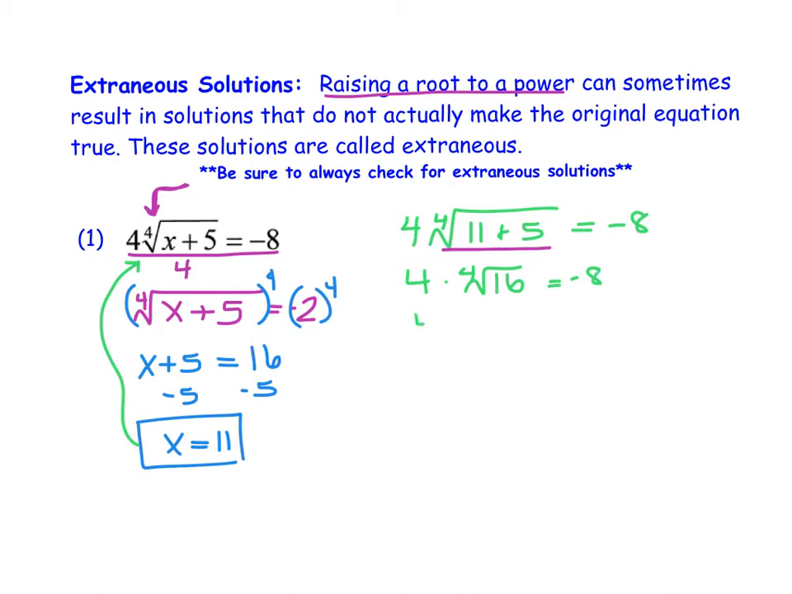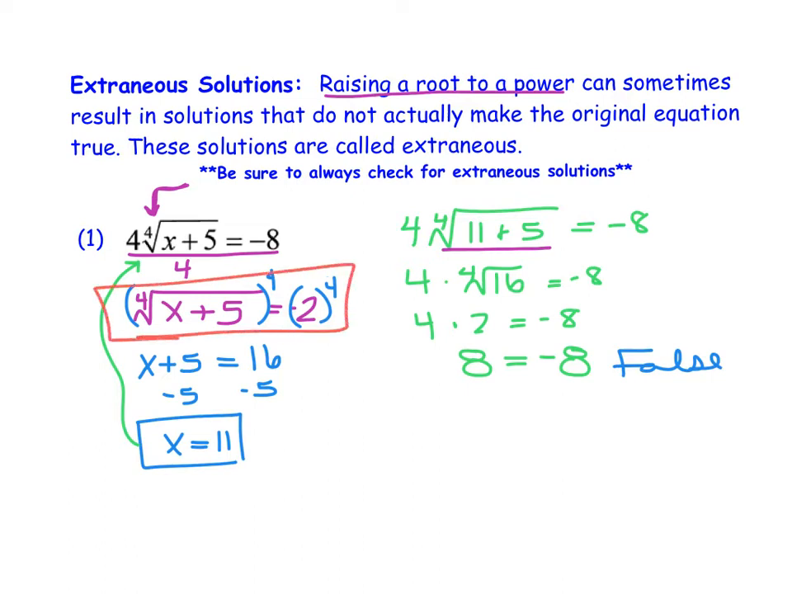The fourth root of 16 is 2. And if you look carefully here, we end up with 8 is equal to negative 8, and this is actually a false statement. The reason this is happening is because if you look really carefully at this step right here, you can see that we have an even root equal to a negative number. When we have an even root equal to a negative number, that isn't a real number solution that's going to make our equation true. And because we're taking this to the fourth power, we're accidentally creating an extraneous solution.